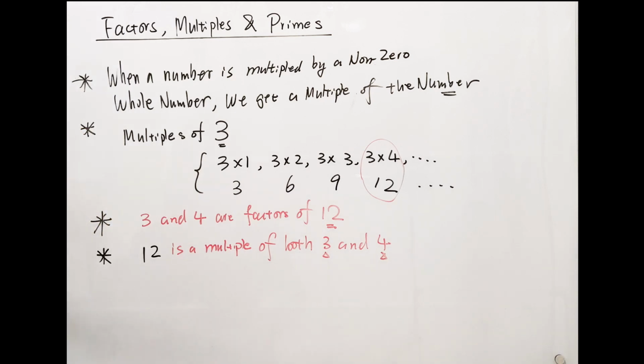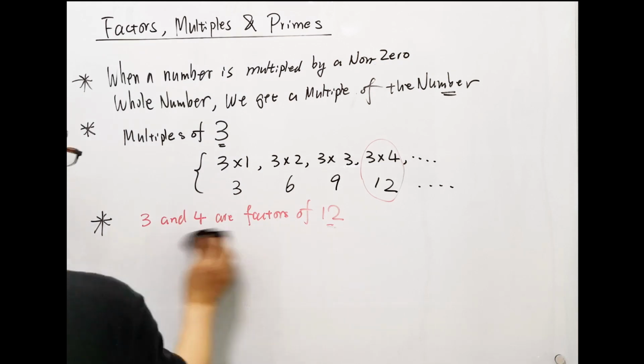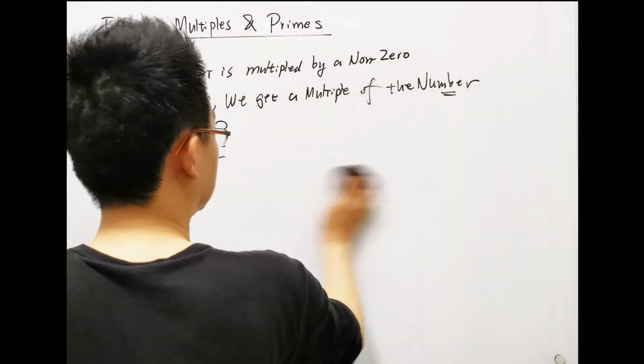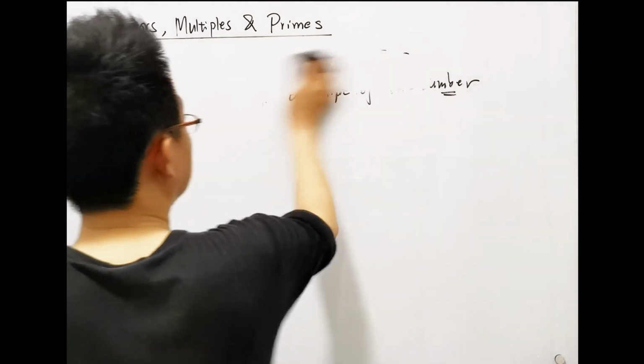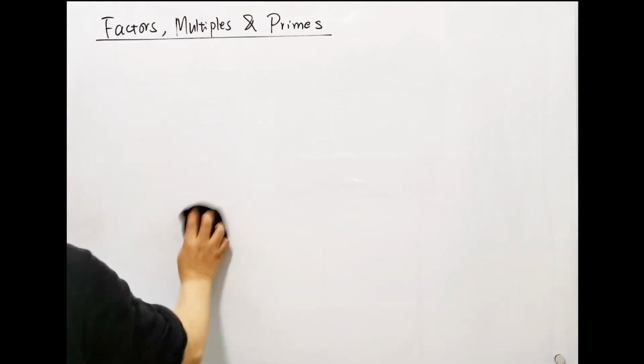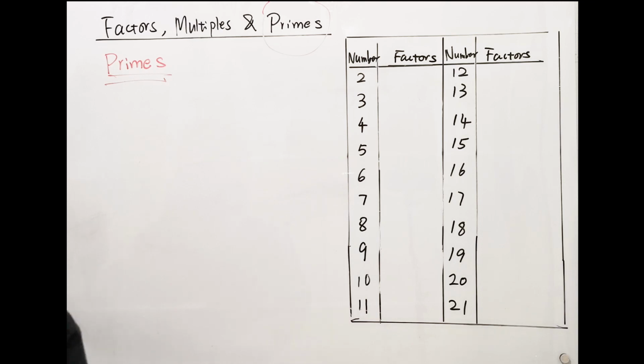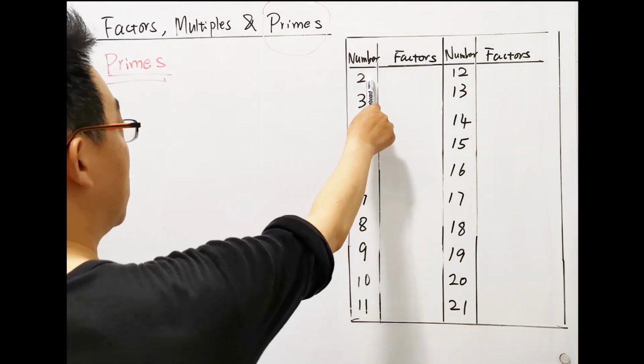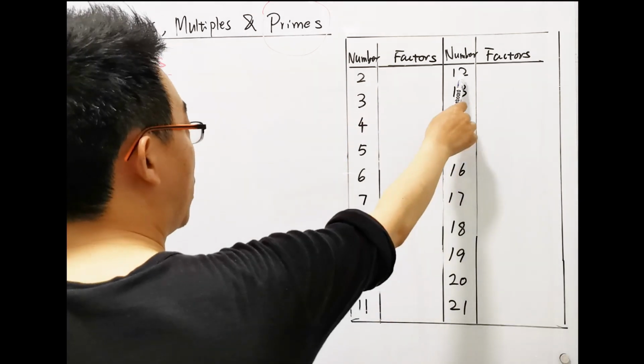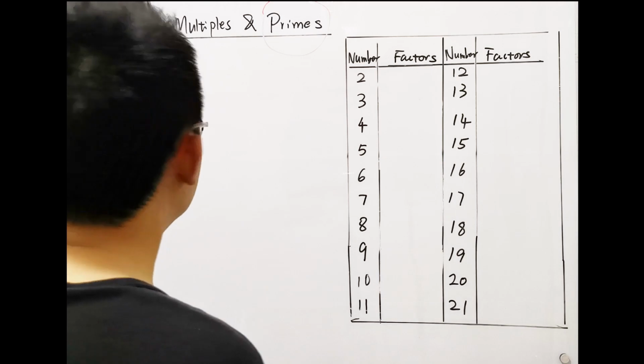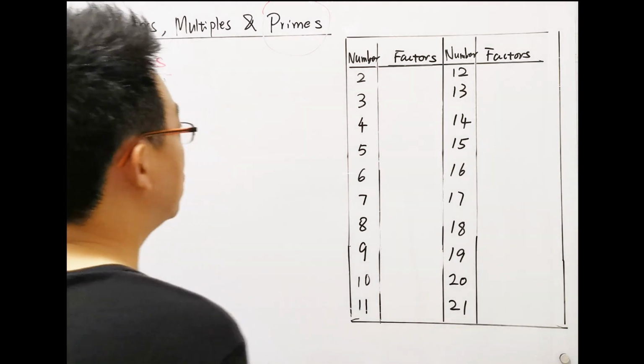Now moving forward, another important concept we're going to talk about is primes. So what are those primes? Okay, let's continue. Now we're going to talk about primes. Before that, let's look at one table here. We have a task to do. For example, we have these numbers, 2 to 11, 12 to 21. Let's look at the factors: how many factors they have for each of these whole numbers.